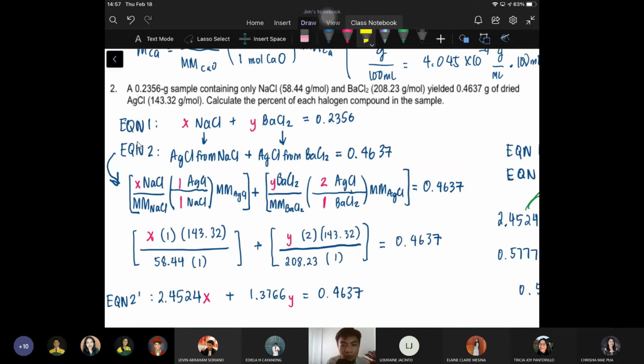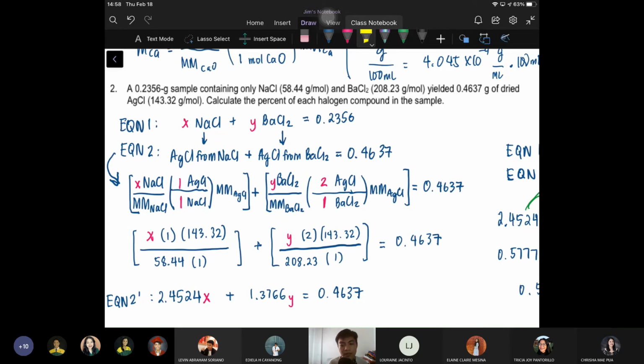Ano yung equation 2? Ano ba sabi dito sa problem? Ang sabi sa problem is daw, etong dalawa, precipitate as silver chloride. And yung sum ng precipitates na nagawa nila ay equal sa eto, 0.4637. Ibig sabihin nun, equation 2 is AgCl from this plus AgCl from that. Pag pinag-add mo yun, yung mass ng AgCl yung makukuha natin.